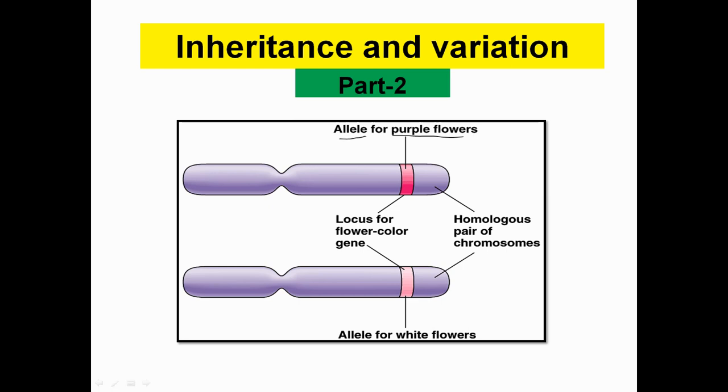These alternate forms are actually the two different forms of the same gene, that is same trait, same gene, that is flower color. And these are the two forms, that is purple and white.